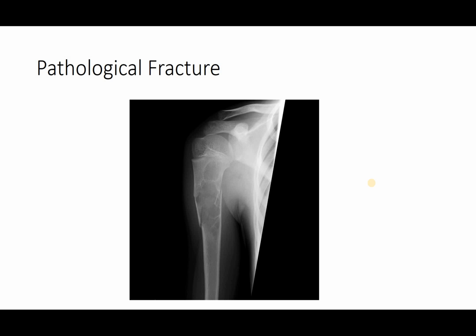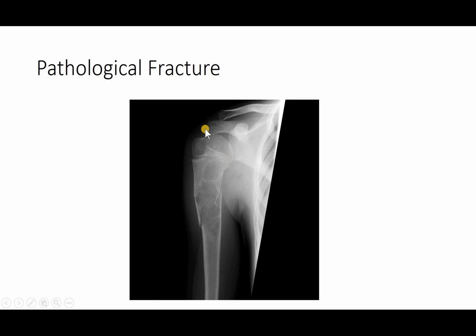Okay, here's an x-ray of a pathological fracture. Again, x-ray rules. Number 1, what are you looking at? Here we're looking at a shoulder. You can see a little bit of the ribs. Okay, you can see the outline of the scapula. There's clavicle, and there's the humeral head and the diaphysis of the humerus. So we're looking at a shoulder.